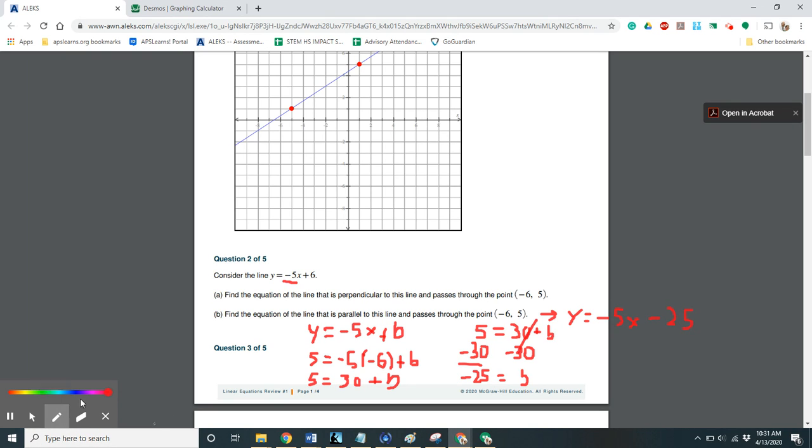Now for the perpendicular one. The slope is -5. For perpendicular slope, you find the negative reciprocal. So if the slope is -5, you can write that as -5/1. Negative reciprocal means we flip the fraction around and change the sign. So it'd be +1/5.